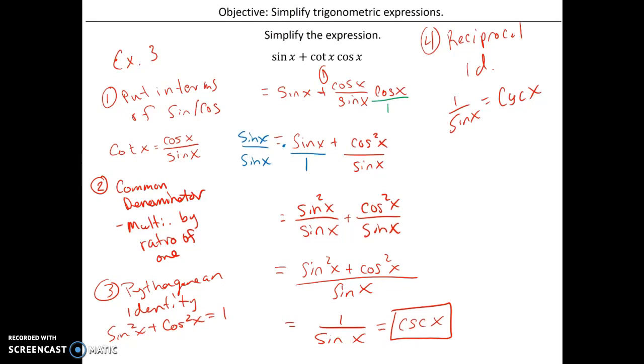Hopefully you got that through all the glitching that's going on. I'll just go back and number this for you. That's step 4, the reciprocal identity. Here we used our Pythagorean identity, and in this step, this is where we got our common denominator.